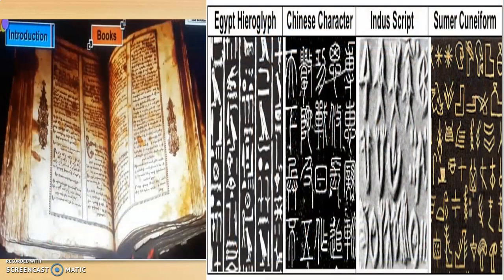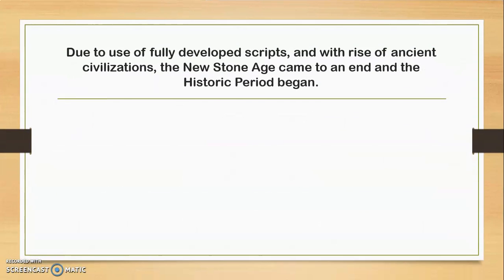Not only that, but there were many books and other historical things like signs and symbols which you can see in different languages: Egyptian, Chinese, Indian, that is Indus script, then the Sumerian languages. So there were different signs and symbols used in different languages. In all ancient civilizations, the art of writing was developed. They used fully developed script.